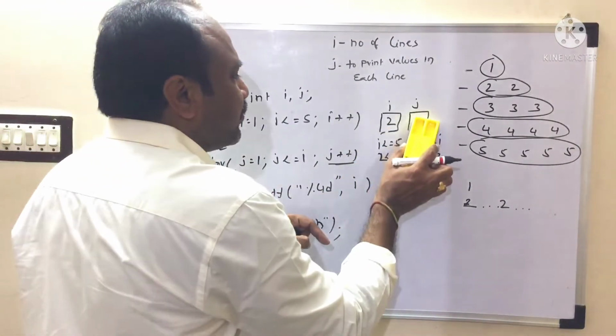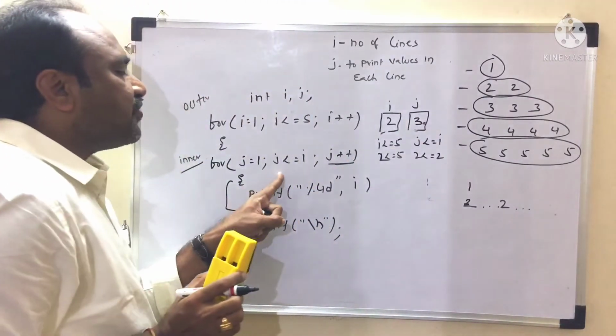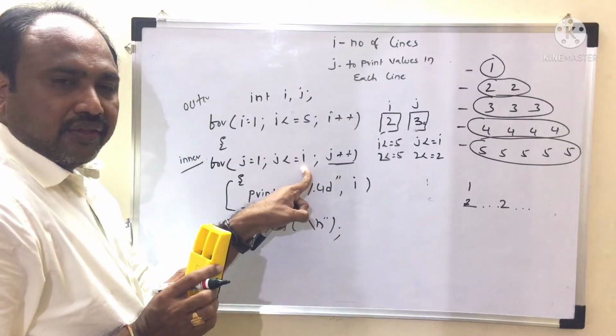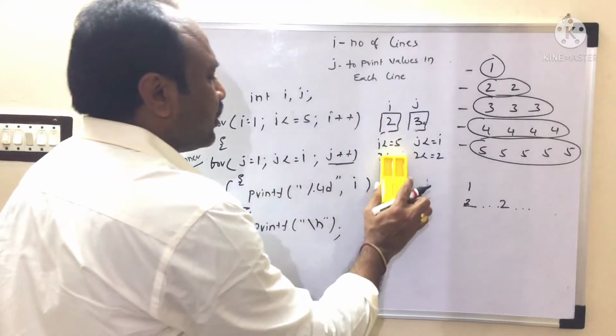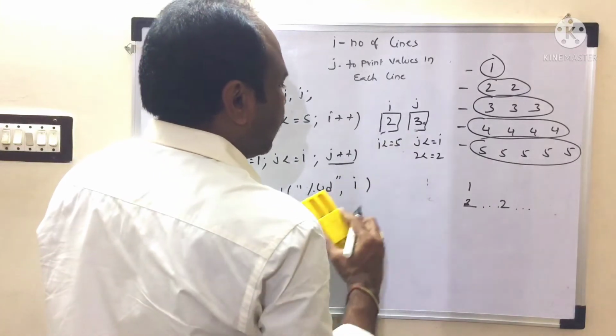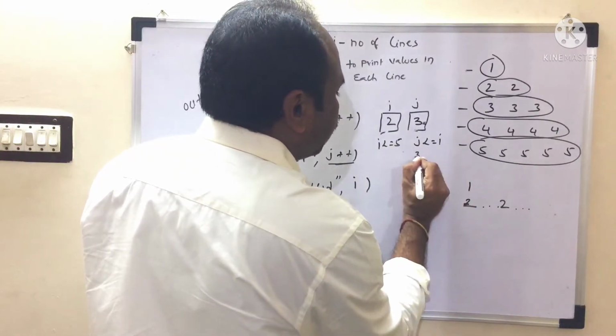Again j++. The j value becomes 3. Is 3 <= i? The j value 3 <= 2? The condition is false.